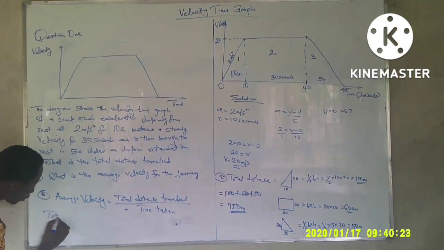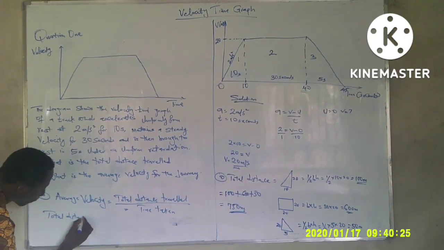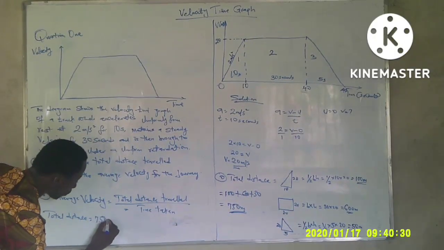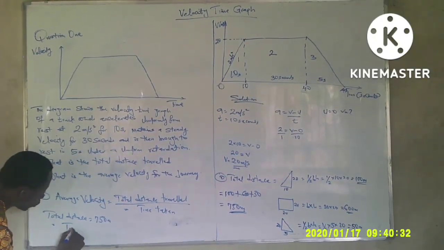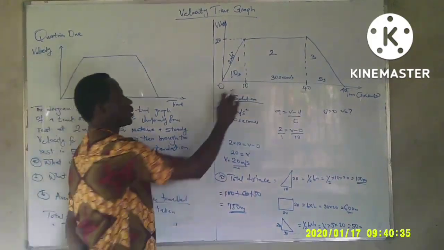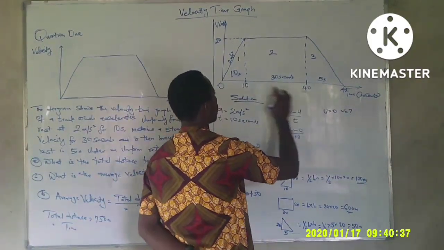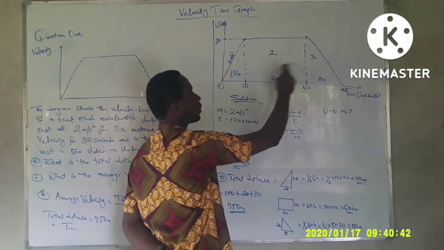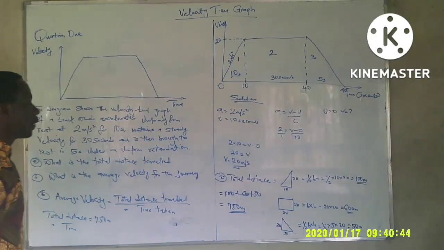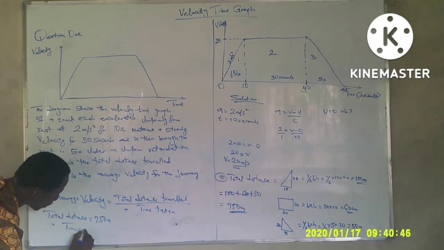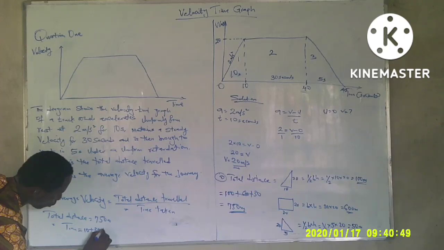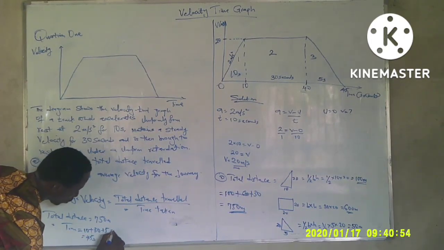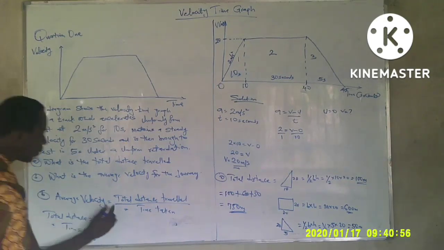So what's the total distance traveled now? Total distance as a sum is what? 750 meters. Total time now. Total time used during the journey. 10 plus 30 is what? Is 40. 40 plus 5 is 45 seconds. So we can say total time is 10 plus 30 plus 5, which was 45 seconds. So the total time now is what? 45. Yes. So coming back to our formula now.